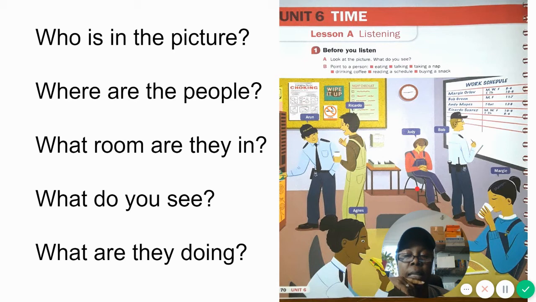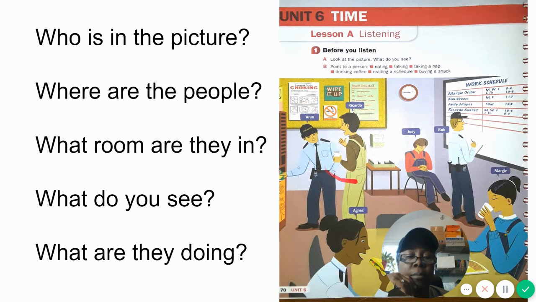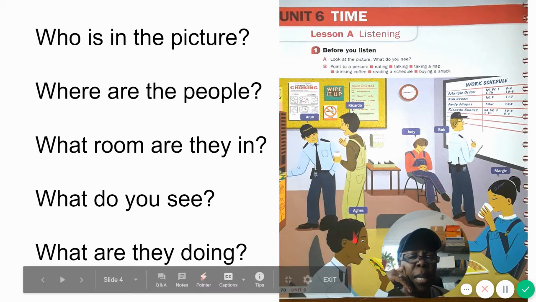Okay. So where are they? Where are these people? Well, let's take a look at the room a little bit. First, we see up here it says work schedule. So this is a big help to figure out where they are. We see work schedule. Well, you only will see a work schedule where? At work, right? So these people are at work, but it doesn't look like they're doing a lot of working right now. We've got somebody taking a nap right here.